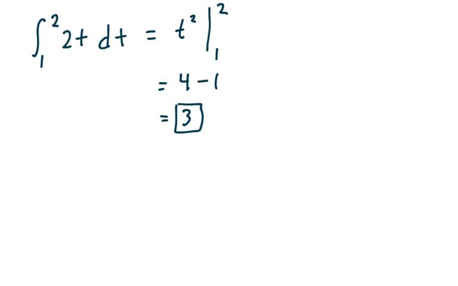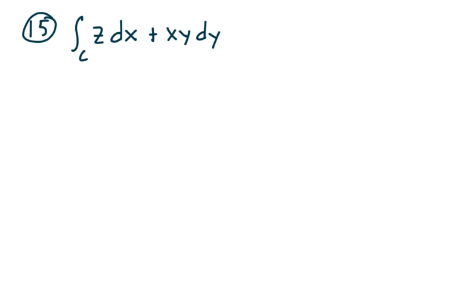And that was number 14. So let's do one more for this video, and then we'll do a couple of different ones in the next video. So if we take a look at 15, suppose we have the integral over C of z dx plus xy dy plus y squared dz.